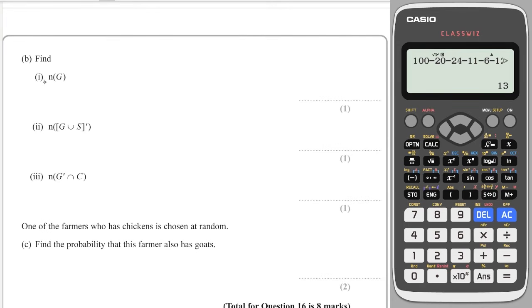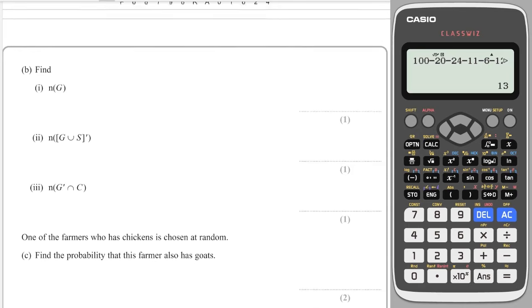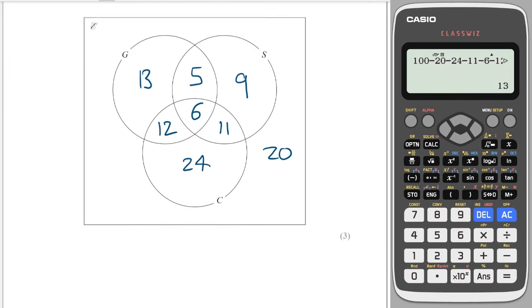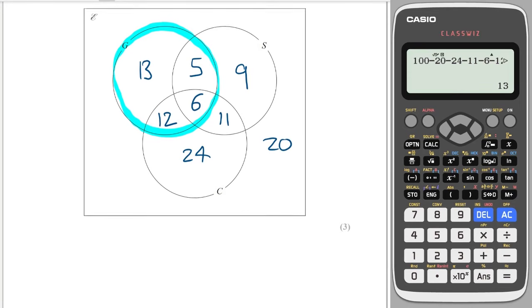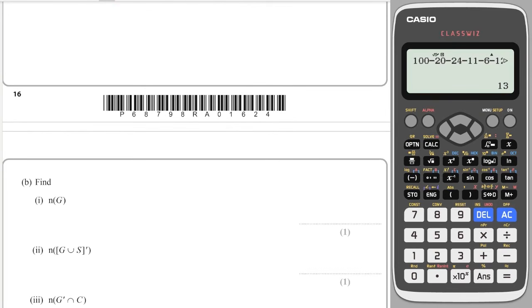Okay, find the number of goats, or the number of people in the goats region, the number of farmers who have goats. Well, it's everyone in this set here, so that's 13 plus 5 is 18, plus 12 is 30, plus 6 is 36.